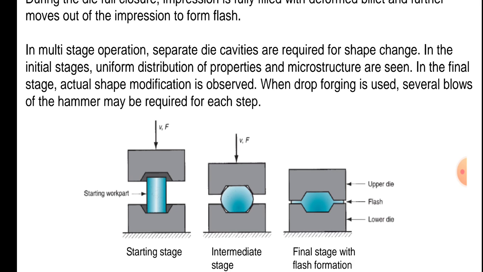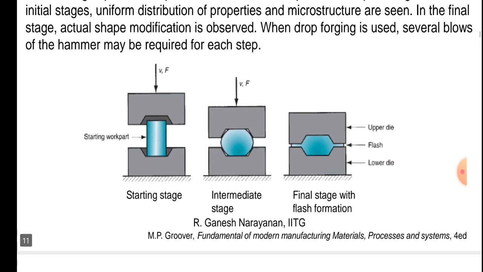In multi-stage operation, separate die cavities are required for the shape change. In the initial stage, uniform distribution of properties and microstructure are seen. In the final stage, actual shape modification is observed. When drop forging is used, several blows of the hammer may be required for each step.